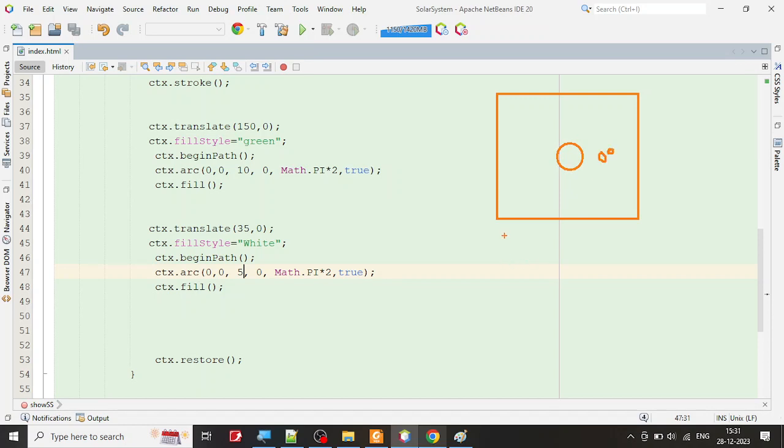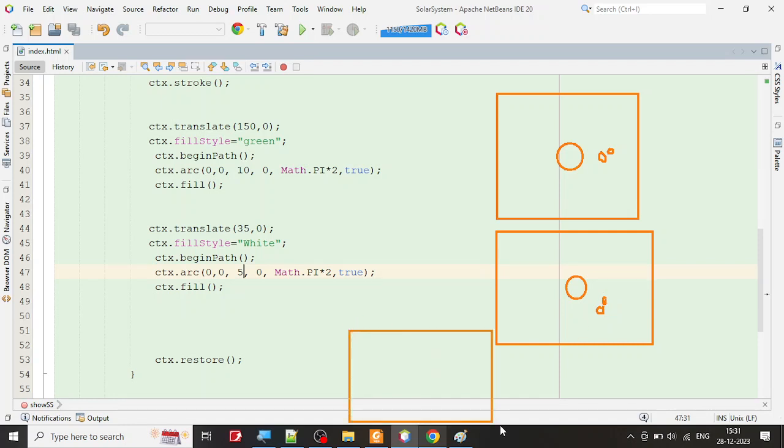In the next scene, the sun will be at the same location, the earth will be slightly down, and the moon will be at a slightly different location if it is rotating. In one more image, the sun will be at the same level. The earth will be here and the moon will be here. So we continuously keep on changing one after the other.